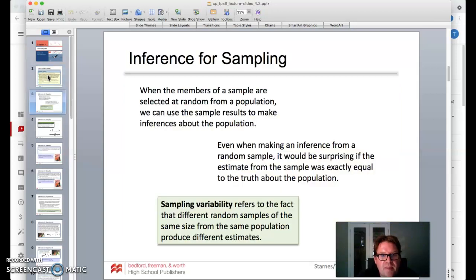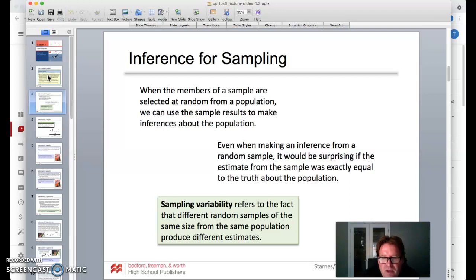But inference for sampling. When members of a sample are selected at random from a population, we can use sample results to make inferences about the population. Since many times it's not feasible to do everybody, we have to take a sample and then we want to try to say, well, what does this mean for the population? So even when making an inference from a random sample, even if we select it perfectly, it would be surprising if the estimate from the sample was exactly equal to the truth. So there's error involved and it's not perfect.